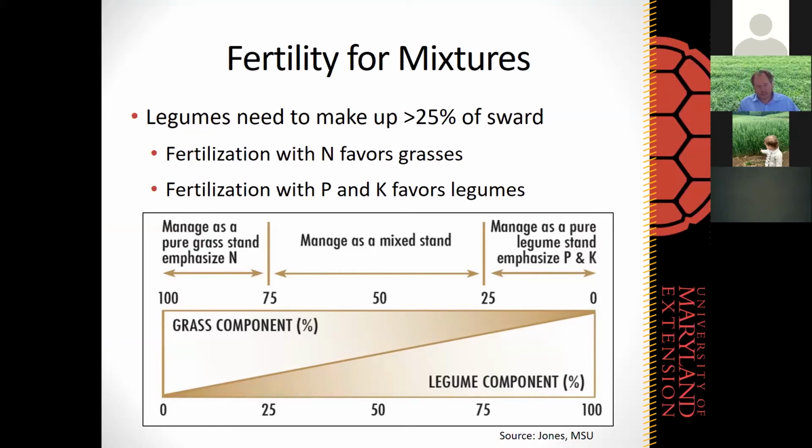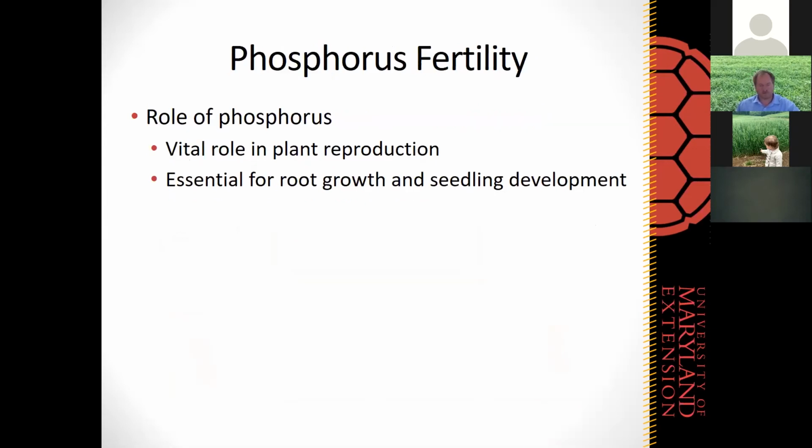It's not. Also realize that fertilization with nitrogen is going to favor the grass. So you're going to end up with predominantly more grasses if you fertilize with nitrogen, versus fertilizing with phosphorus and potash, which is going to result in more legumes.